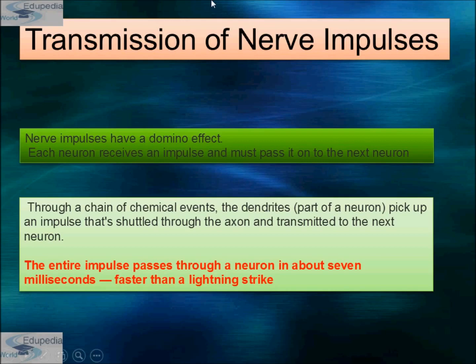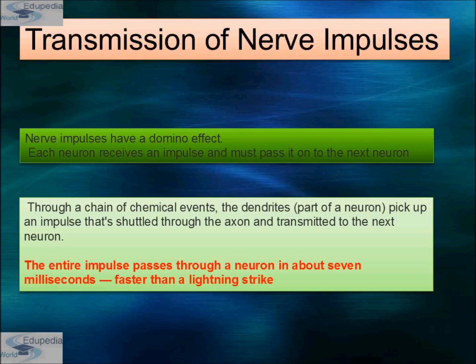Nerve impulses have a domino effect. Now what do you mean by domino effect? It receives an impulse and then it transmits that impulse to the next neuron. I have already taught you how the signal is transmitted from one neuron to another in my previous section of the presentation, so please refer to that presentation.